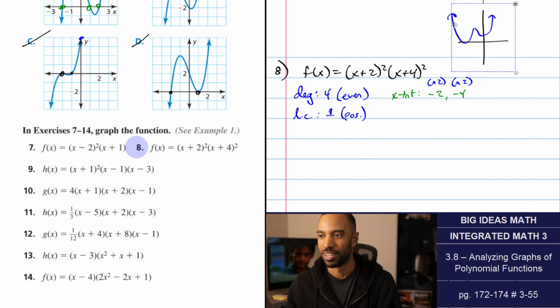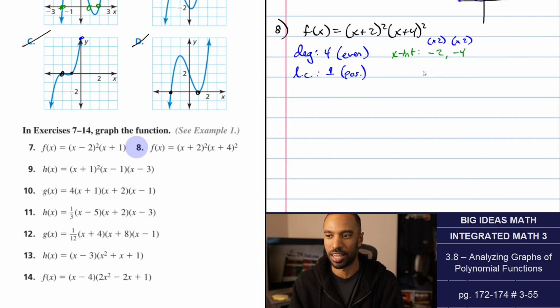Well, I guess I need to rotate the... boom. It's going to bounce off of 2 different x-intercepts over here. It's not going to look slanted like that, but that's the idea.